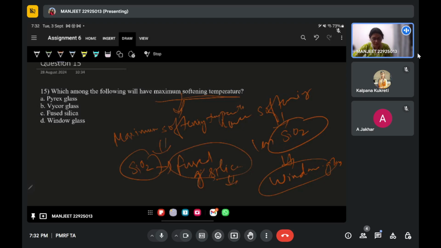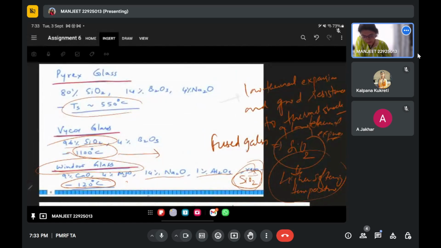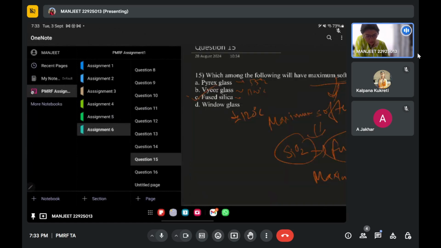So this has the maximum softening temperature. Fused glass has the maximum softening temperature, and window glass has the lowest, the minimum softening temperature. Window glass is around 120 degrees Celsius, Vycor glass has around 1100 degrees, and this one is 550, as we have seen here. Okay, now this is all about question number 15.